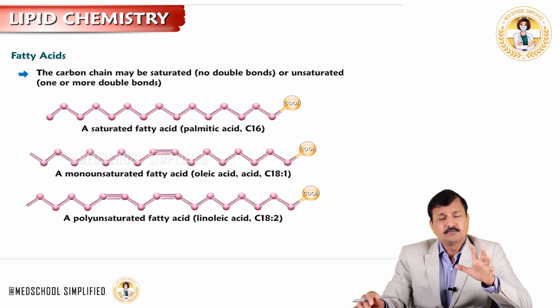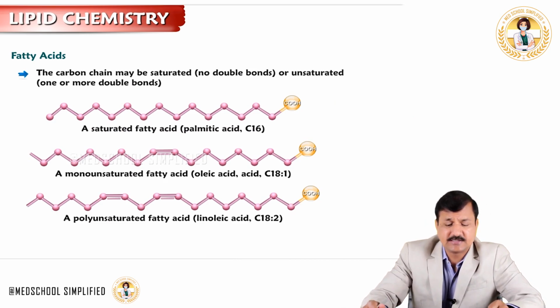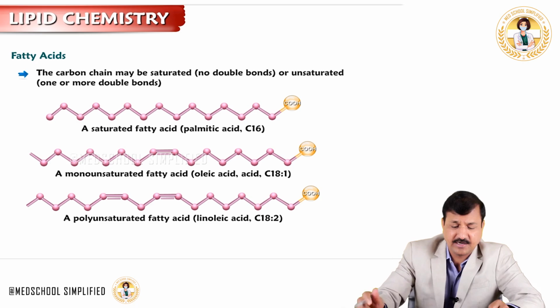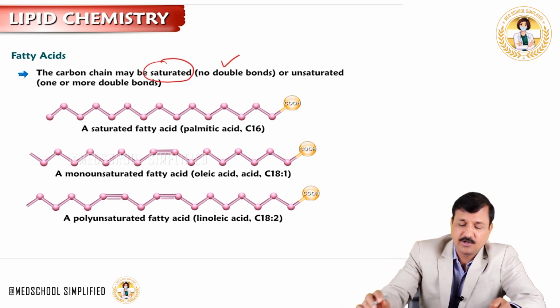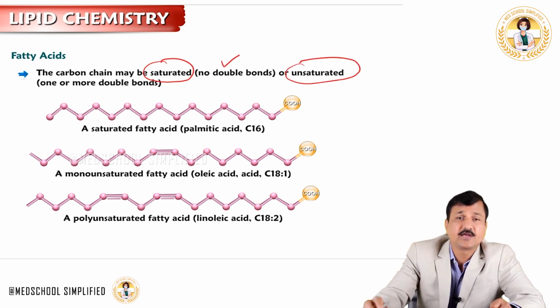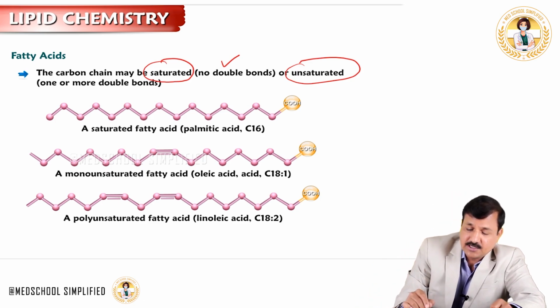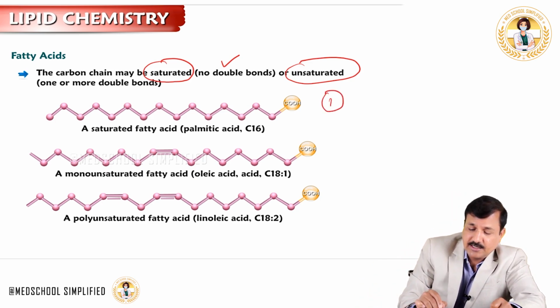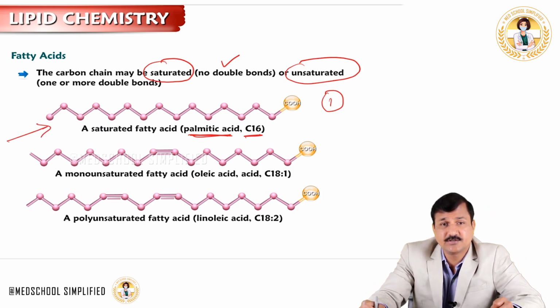Now, based on the number of double bonds in a fatty acid, we can classify fatty acids into saturated fatty acid if there are no double bonds in a fatty acid, or unsaturated fatty acid if there are one or more double bonds in a fatty acid. Now the first fatty acid that is shown here, number 1, is palmitic acid, which has 16 carbons, and note that there is no double bond in this palmitic acid. That's a saturated fatty acid.